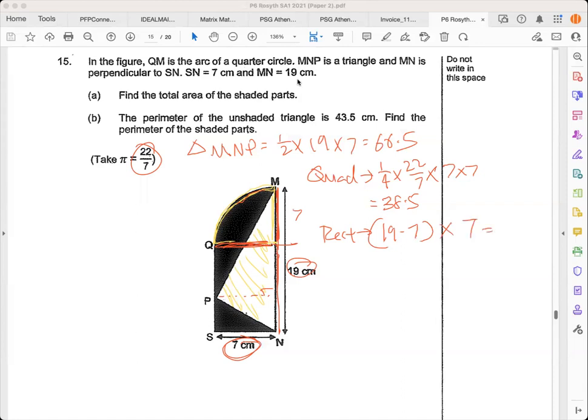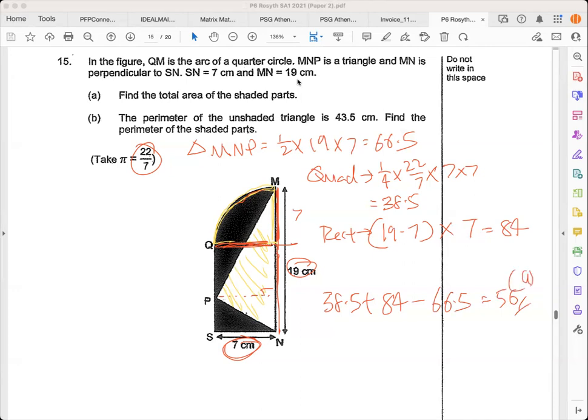and then you get 84. So the strategy is area of quadrant plus area of rectangle, minus away the unshaded triangle, which is 66.5. And your answer is 56. So this is the area of the shaded part, part A.